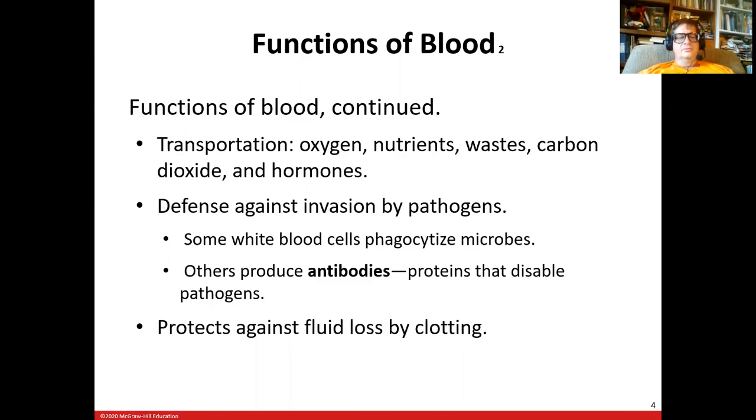And obviously blood clotting. We have things like thrombin, things like fibrin, that will help us with making blood clots that will stop us from having the blood all run out after we have an injury.